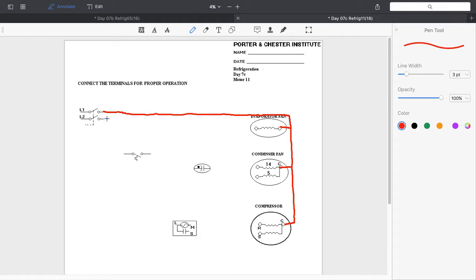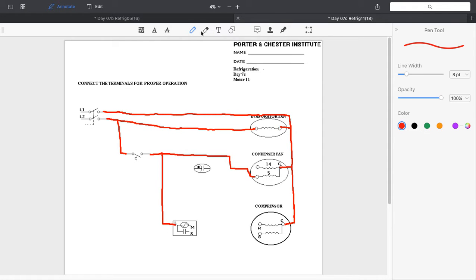My evaporator fan in a commercial system runs constantly. Okay, everything else is wired off the thermostat. So I'm going to come in here off my thermostat. I'm going to come down to L on my current coil relay. I'm going to connect in my run winding, which is the lower resistance.